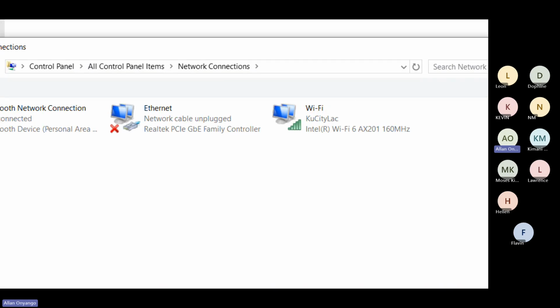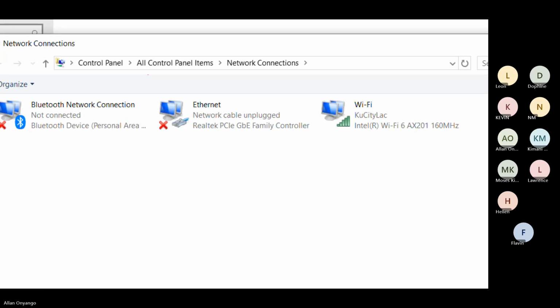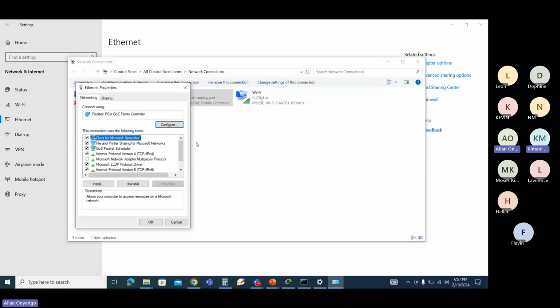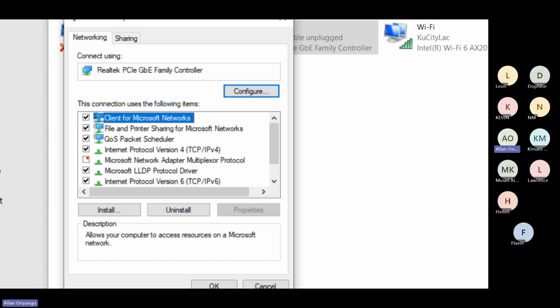Once you do that, the next thing is to check for the Ethernet adapter. You'll have different Ethernets, including something like a virtual adapter here. Do not go for that. Go for the Realtek PCI GBE family controller. I'm going to right click on this one and go to properties. When I go to properties, you can clearly see that we have both Internet Protocol version 4 and Internet Protocol version 6. If I want IPv4, I can double click on it, or select it once and click properties here.